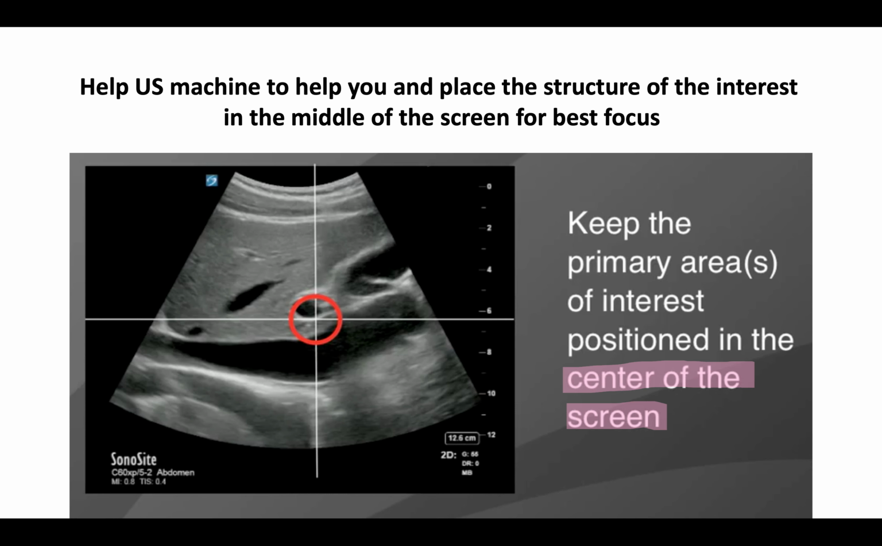So next we're going to talk about positioning the structure of interest on the ultrasound screen. The machine is pretty smart, but we have to help the machine to help us. The engineers try to optimize the image maximally in the center of the screen. So if there is some point of interest, you have to adjust your depth and adjust your position, so that this point of interest is in the middle of the screen.